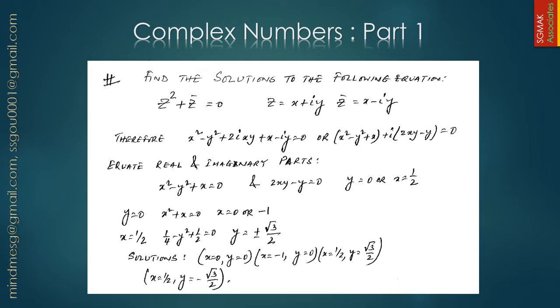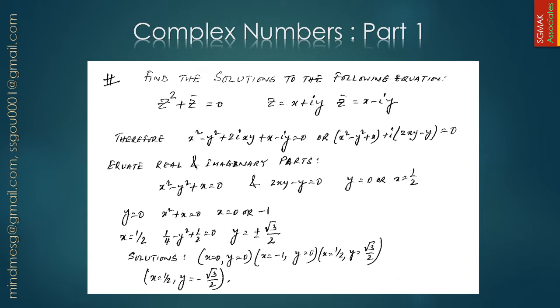So the first problem is: find the solution to the following equation. If z is a complex number, z squared plus z complement equals 0. So you're solving for x and y. So z is represented as x plus iy, on the real axis and imaginary axis. The complement of z is x minus iy, which is the image of the point x plus iy on the x-axis.